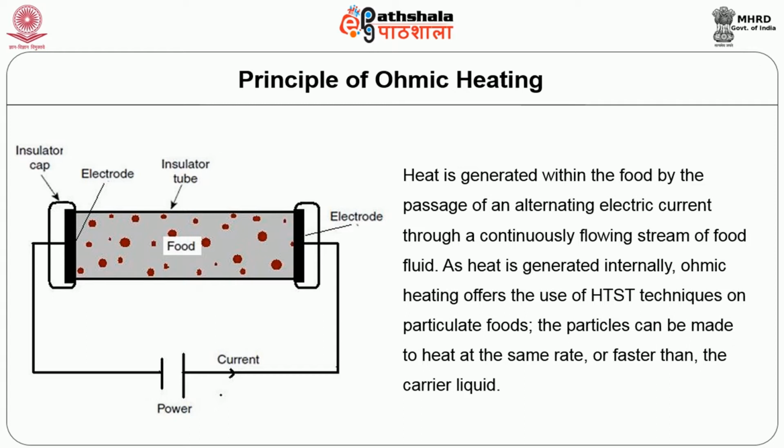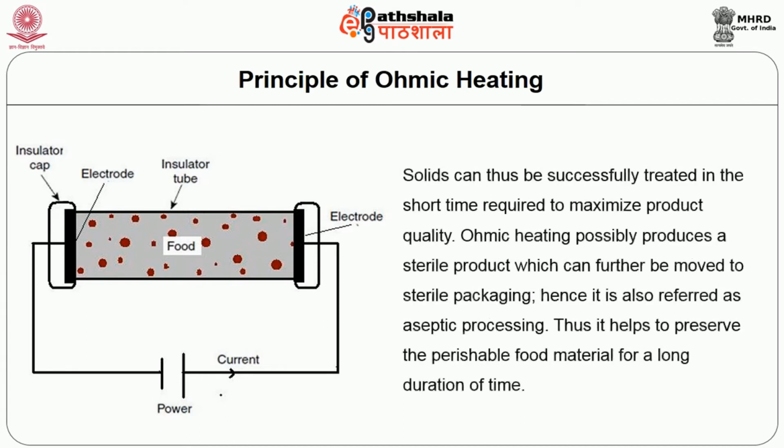The particles can be made to heat at the same rate or faster than the carrier liquid. Solids can thus be successfully treated in the short time required to maximize product quality. Ohmic heating possibly produces a sterile product which can further be moved to sterile packaging, hence it is also referred to as aseptic processing. Thus, it helps to preserve the perishable food material for a long duration of time.